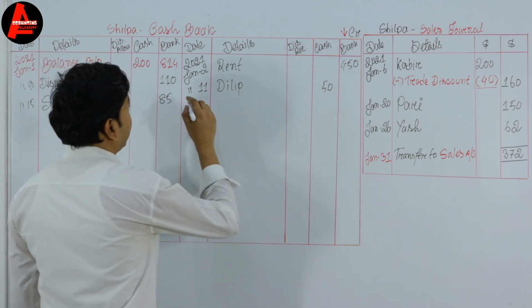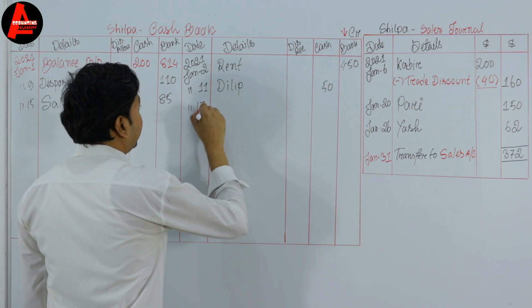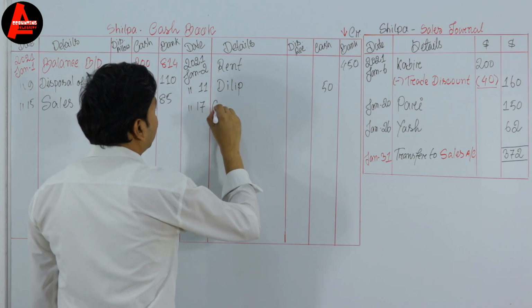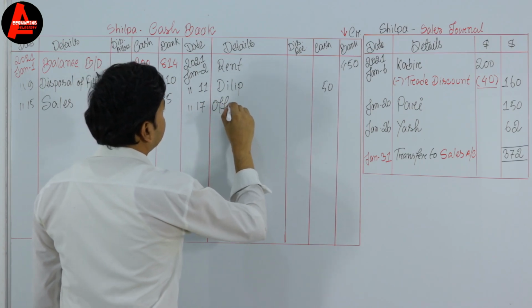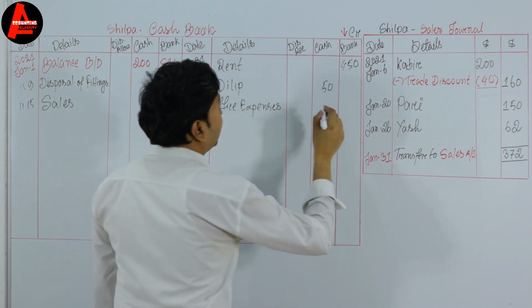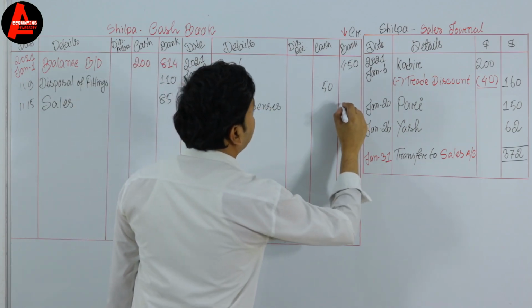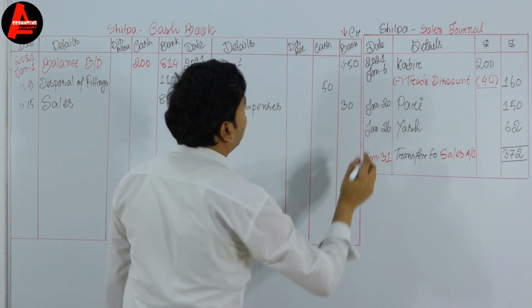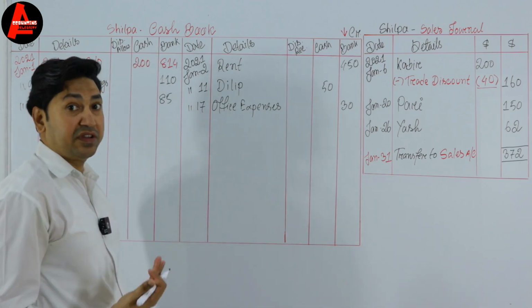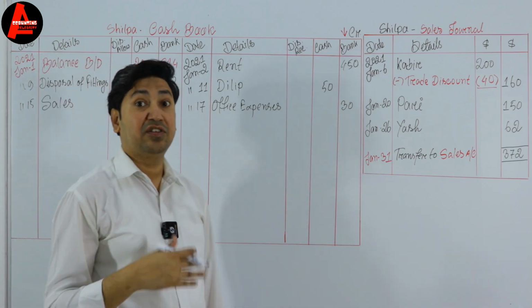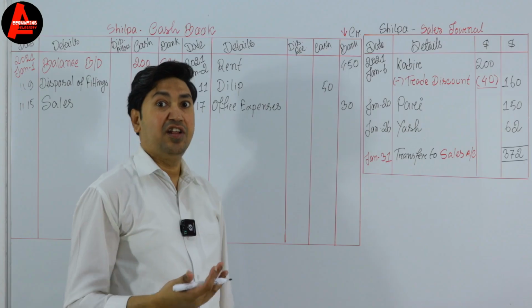So next transaction here, January 17. We will write here office expenses. So $30 paid by credit transfer. So Shilpa transferred this money through the bank to the payee. Okay, great.